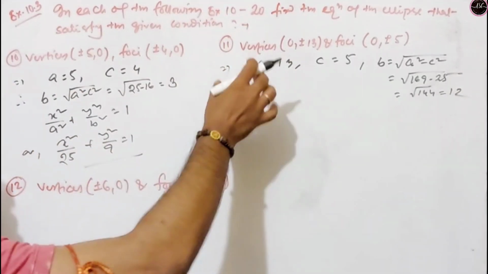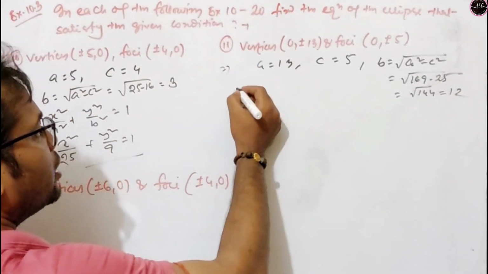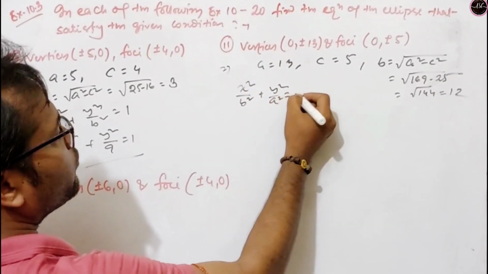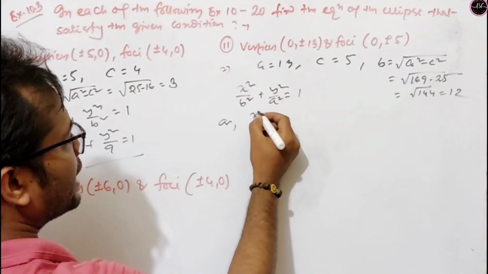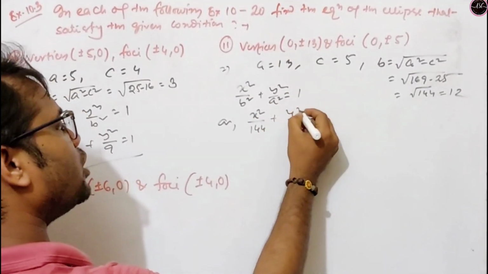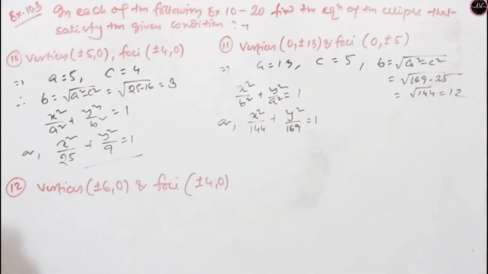Okay, as the major axis of this ellipse is the y axis, the equation is x square by b square plus y square by a square equal to 1. Just put here the values, x square by b square equal to 144 and y square by a square equal to 169, equal to 1. Okay, that is the required equation.